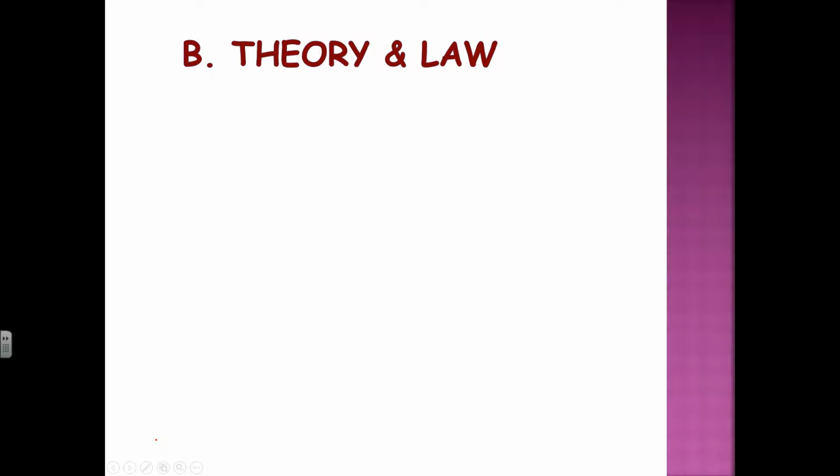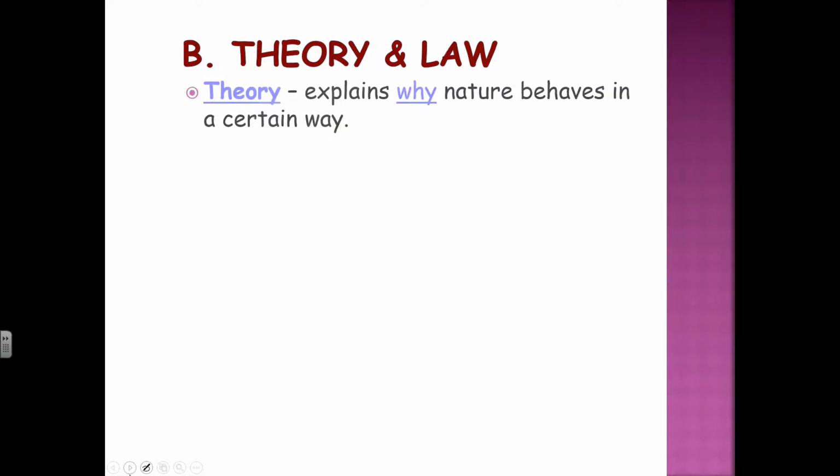Now, I want to differentiate between two terms that are commonly used interchangeably, but they're very different, and that is the difference between a theory and a law. The definition of a theory is that a theory explains why nature behaves a certain way. Theories are well tested, but they're not proven beyond the shadow of a doubt.